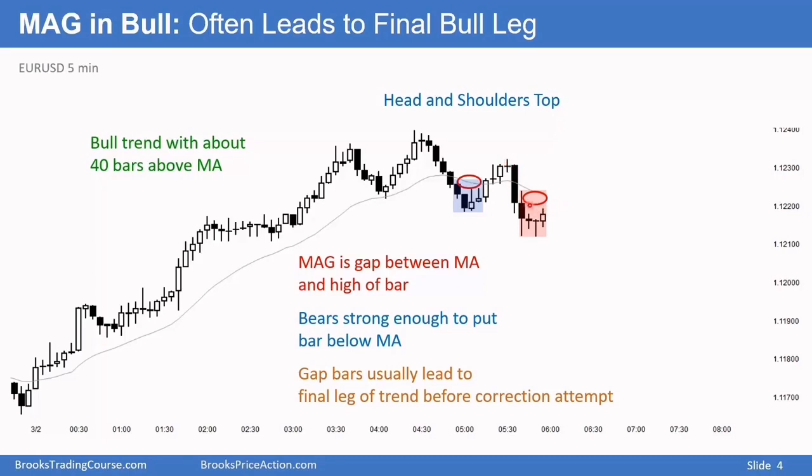We have another series of gap bars, again, signs that the bears are getting stronger, and that reduces the chances that this bull trend will last a lot longer. It increases the chances that the bears will get a major trend reversal attempt, and a 40% chance of a major trend reversal into a bear trend.